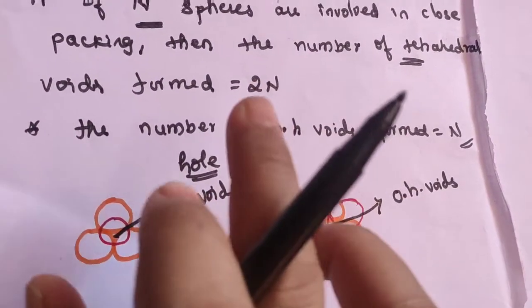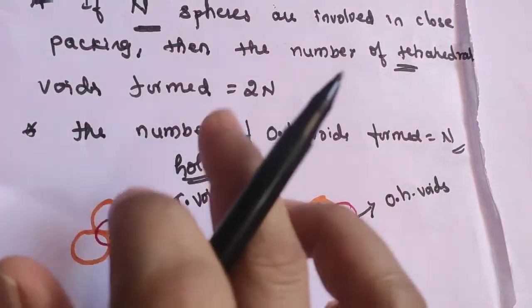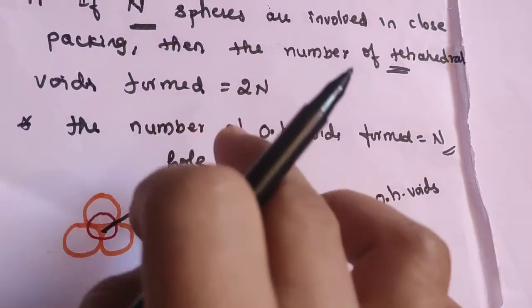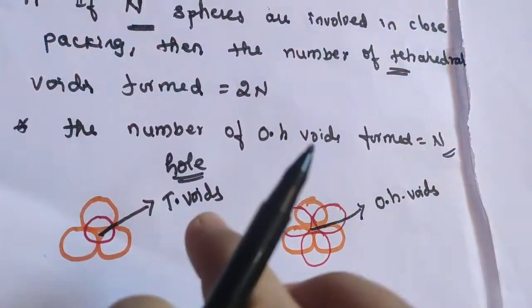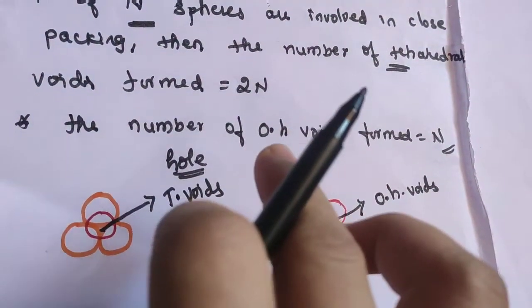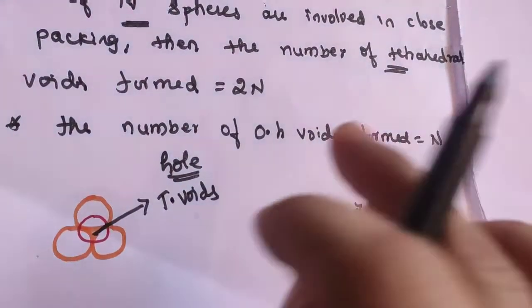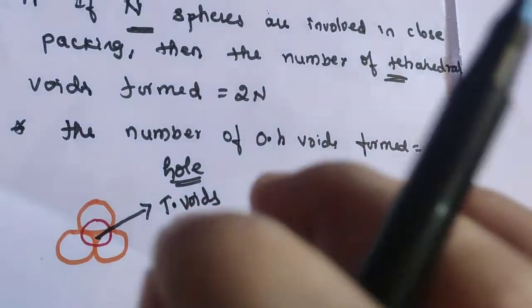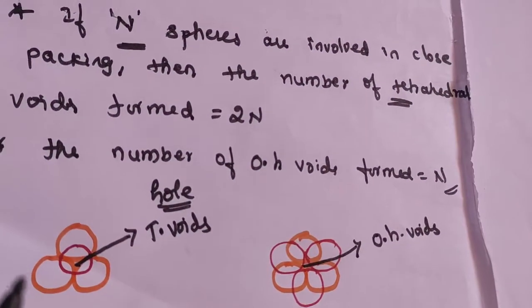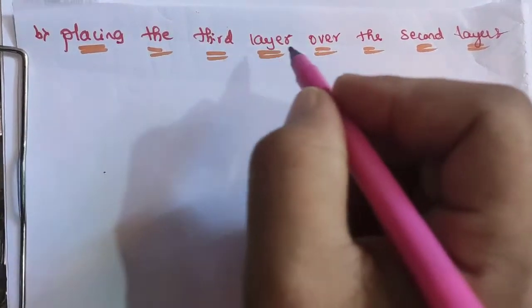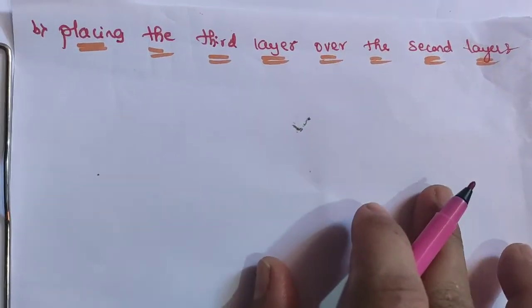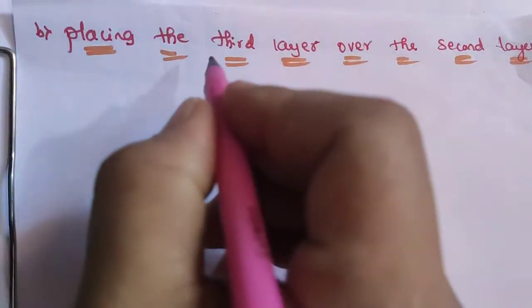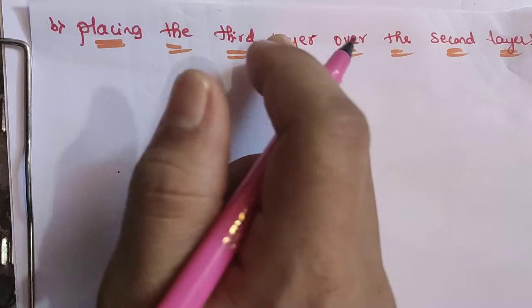So this is about the first one, placing the second layer over the first layer. So the second concept is placing the third layer over the second layer, and in that concept, how many types of arrangement will be present. Now let us learn about that. In this concept, placing the third layer over the second layer, there are 2 possible arrangements.